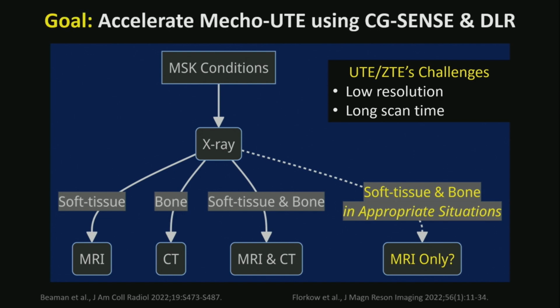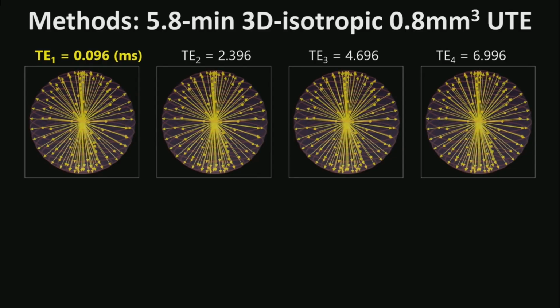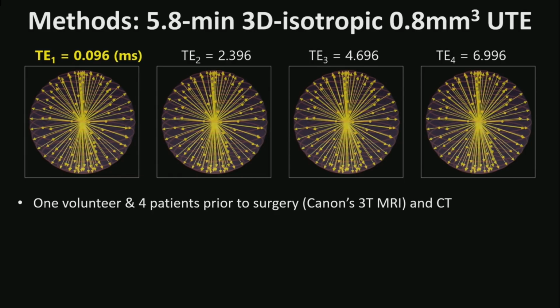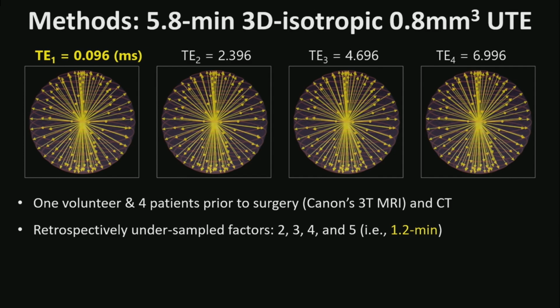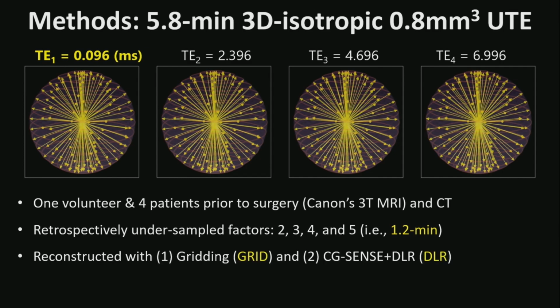Our goal of this project is to accelerate multiple echo UTE using conjugate gradient SENSE in combination with deep learning denoising reconstruction. In this study, we used the reference 5.8 minutes protocol with 4 echoes. The sequence was scanned on 1 volunteer and 4 patients prior to surgery on a Canon MRI scanner. The data was then retrospectively undersampled with factors from 2 to 5. Reconstruction was performed with both gridding and CG-SENSE in combination with deep learning reconstruction denoising. We call it DLR for short.